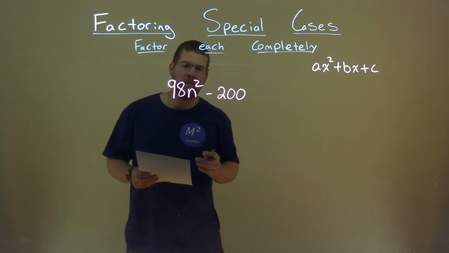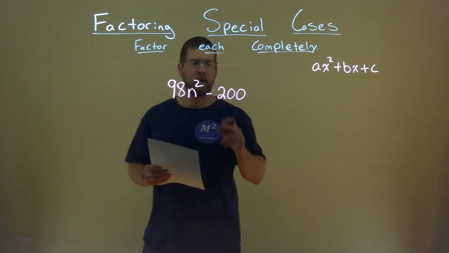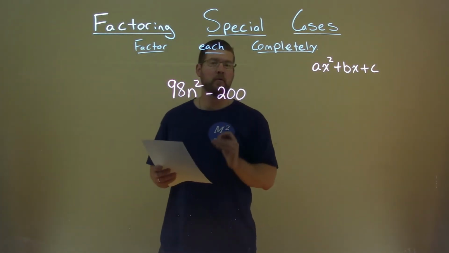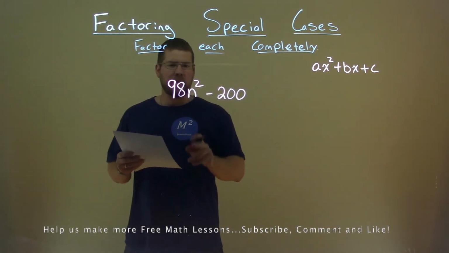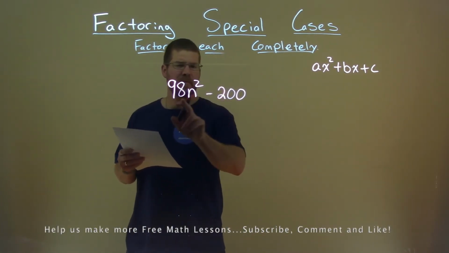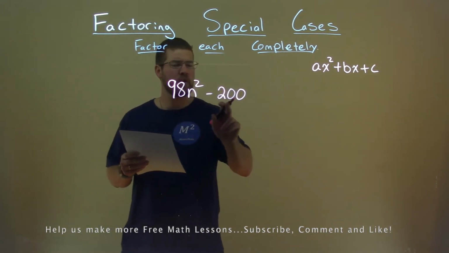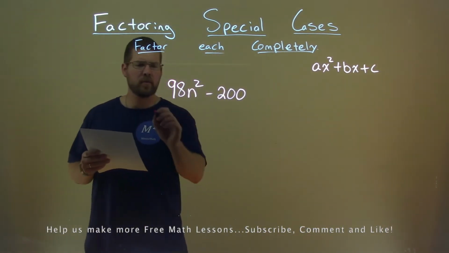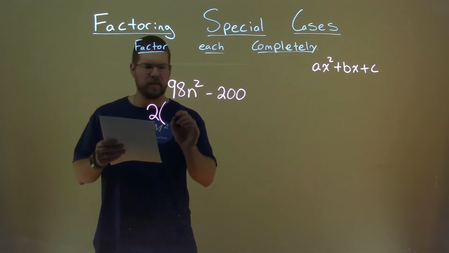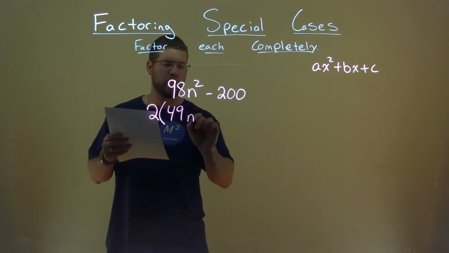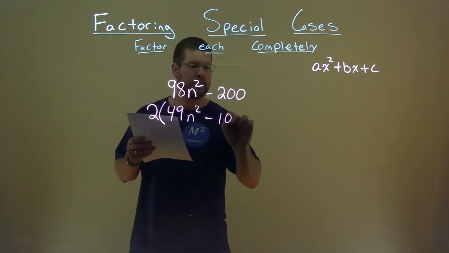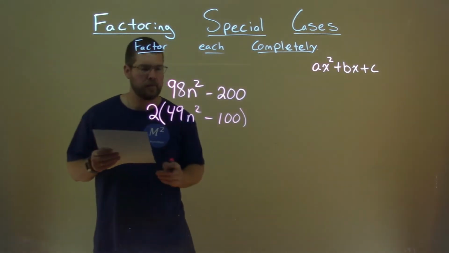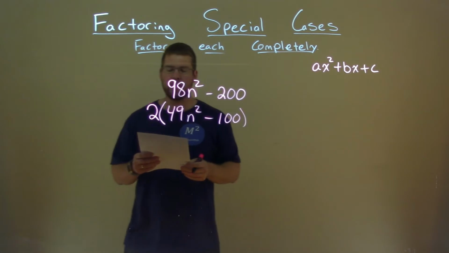We're given this problem right here: 98n squared minus 200, and we want to factor this completely. Well, first thing I'm noticing is, these are kind of large numbers, and 2 goes into both of these evenly. So I'm going to pull a 2 out. 98 divided by 2 is 49, and we have n squared here, and 200 divided by 2 is 100. So now we have 2 times 49n squared minus 100.